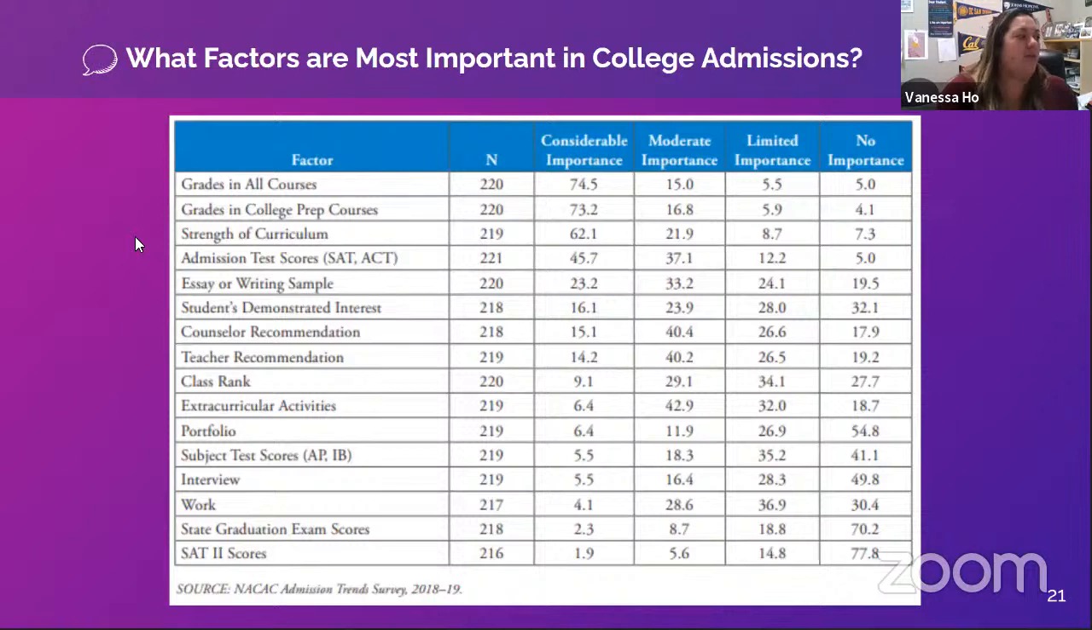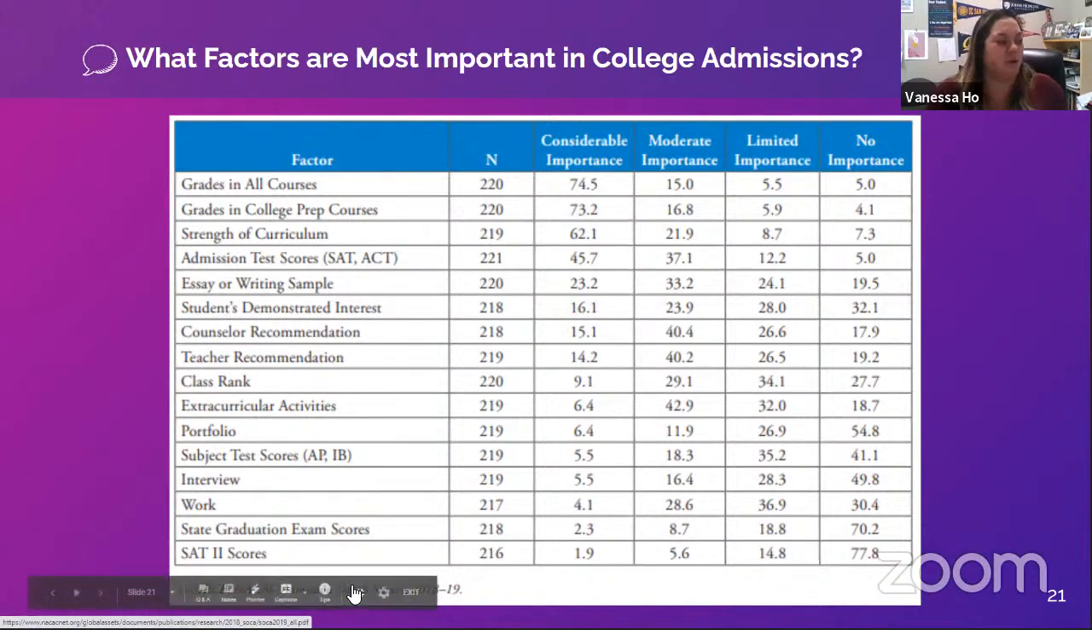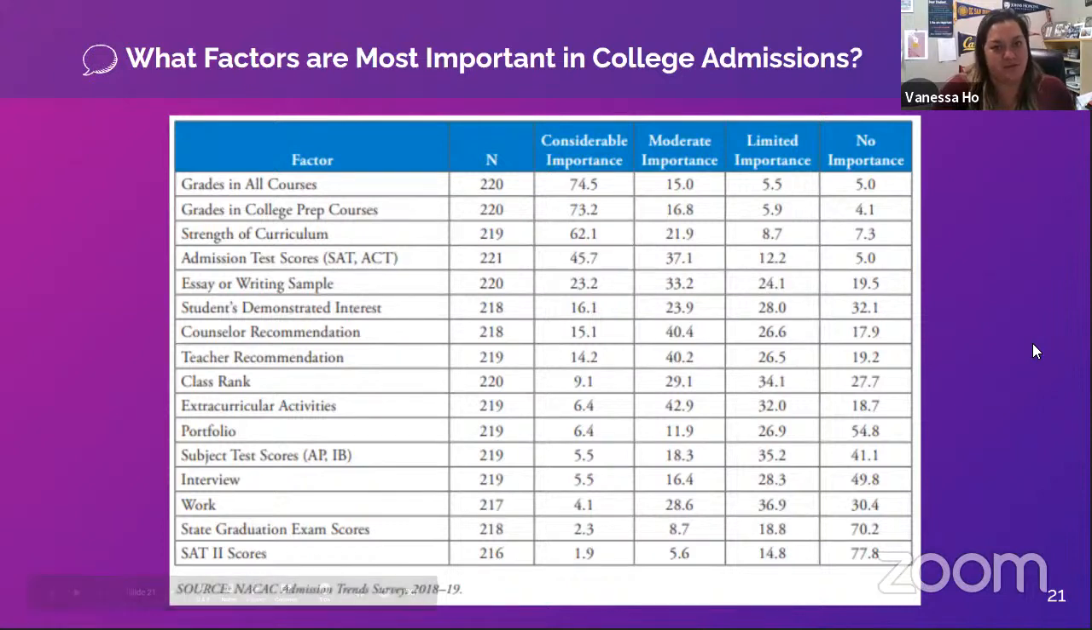And then we have what factors are most important in college admissions. This is the 2018-19 survey, and it shows some of the other components that are important too. And like I said, this presentation will be available for you to view after our presentation.